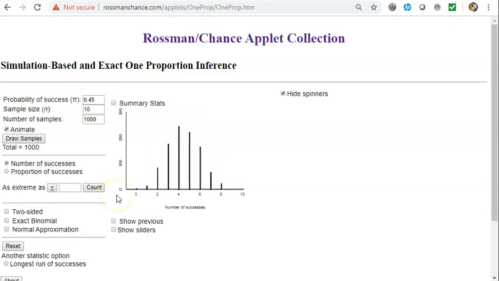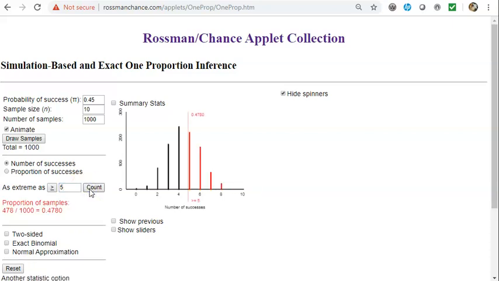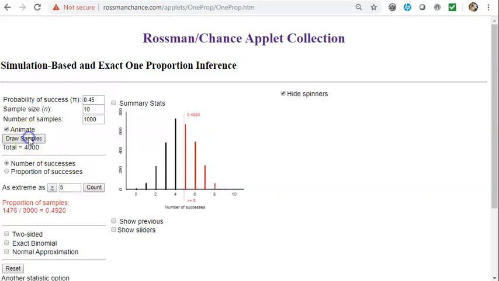This represents 1,000 simulations. And we want to see what proportion of the time did I have at least 5 successes. So for as extreme as greater than or equal to 5, I'll write count. And you see I end up with 478 out of 1,000, 48%. I can do another 1,000, another 1,000. So there are 6, 7, 8, 9. So that's 10,000 simulations. You can see that this is much faster than trying to do it by hand. Altogether, I'm around 49%.